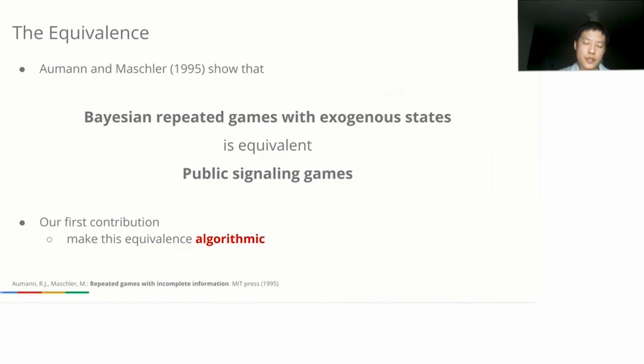So the first result we show in this paper is a reduction from a multi-round game to a single-round game. We show that the Bayesian repeated game with exogenous states is equivalent to a public signaling game. In particular, a public signaling game is a one-shot game. This result was also shown by Aumann and Maschler in 1995. Our main technical contribution is that we made this equivalence algorithmic.